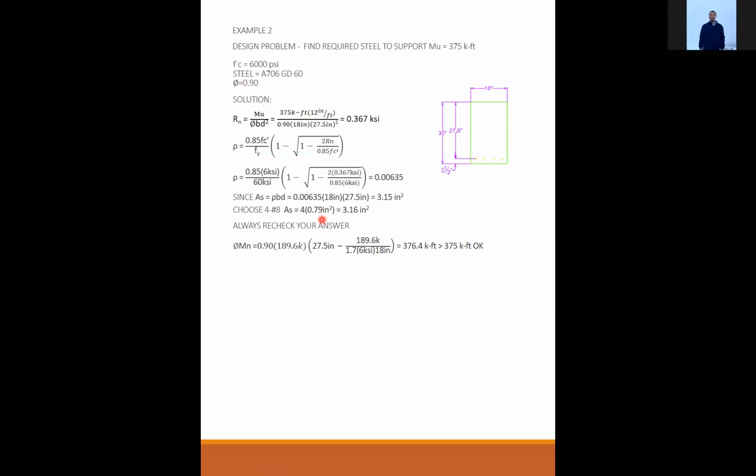Professor, could you just quickly again explain how you made your choice? Well, I knew I needed 3.15 inches squared here. So I chose a solution that gets me as close to 3.15 as possible. It's either going to be 6 number 7s, which is 3.6 inches squared, or 4 number 8s, or 3 number 10s. I didn't actually look at 3 number 10s, but 3 times 1.27 is 3.81. So of those 3 choices, the 4 number 8s got me closest to what I was looking for.